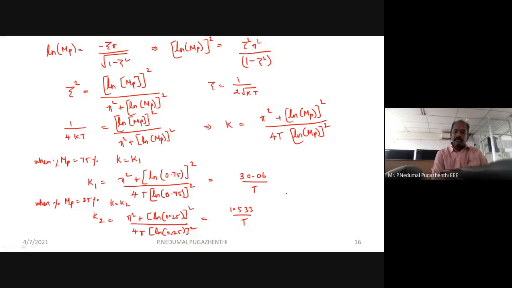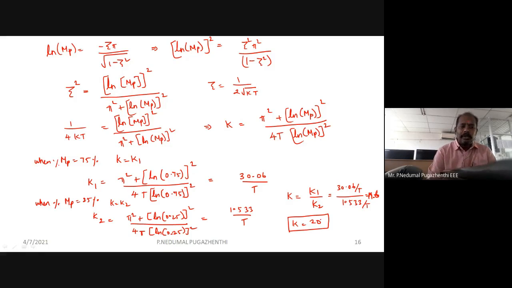Now I want to know what is the k value. So initially I write k is equal to k1 by k2, which is equal to 30.06 divided by T divided by 1.533 divided by T. So T gets cancelled. I will get like 20. So if you choose k is equal to 20, which is normally going to be 19.6, I can round it off to 20. So if you are able to fix your k value nearly 20, probably you can reduce your peak overshoot from 75 percentage to 25 percentage.